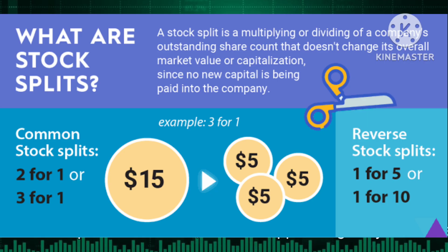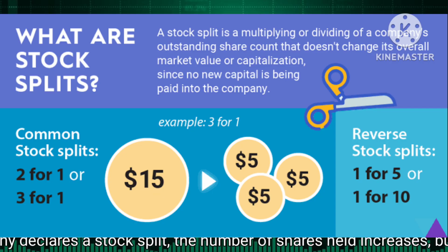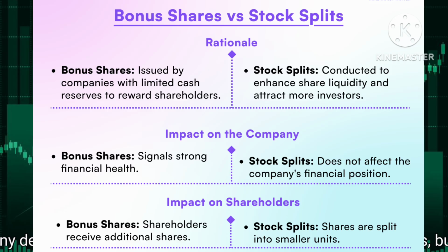Stock split. The word stock split sounds weird, but this happens regularly in the markets. What this means is quite literally, the stocks that you hold are split. Similar to a bonus issue, when the company declares a stock split, the number of shares held increases, but the investment value remains the same. The big difference between a bonus and a split is that in the bonus issue, the face value of the company remains unchanged, but in a stock split, the face value changes.